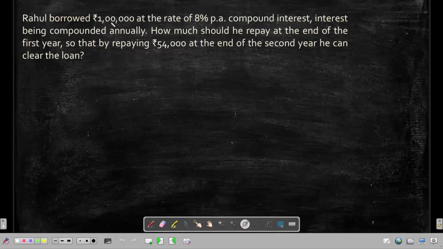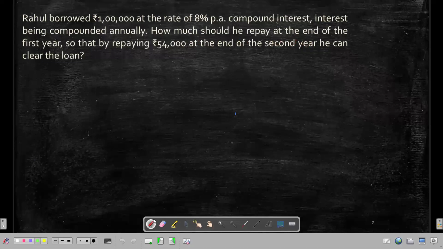Rahul borrowed rupees 1 lakh at the rate of 8% per annum, compound interest being compounded annually. How much should he repay at the end of the first year so that by repaying rupees 54,000 at the end of the second year, he can clear the loan?